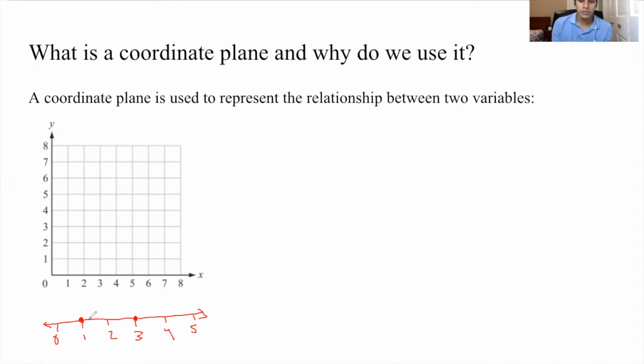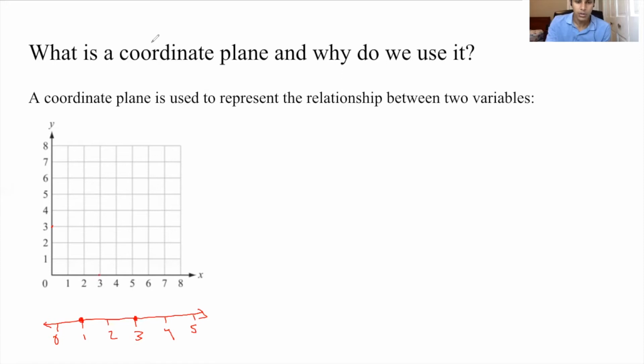But if I told you to plot the point 3 on a coordinate plane, it would be a lot more difficult because you wouldn't exactly know where 3 would be, because there's a 3 here and there's a 3 here. If I only wanted you to plot one point, you wouldn't know where to plot it because it could be either of those two values.